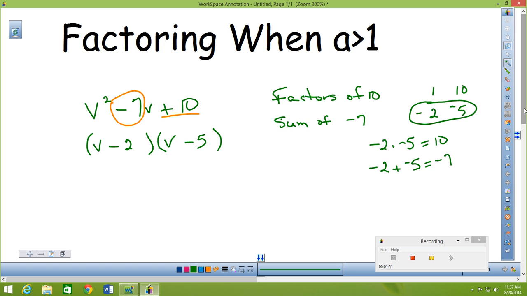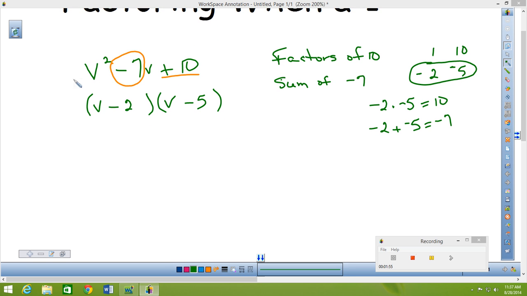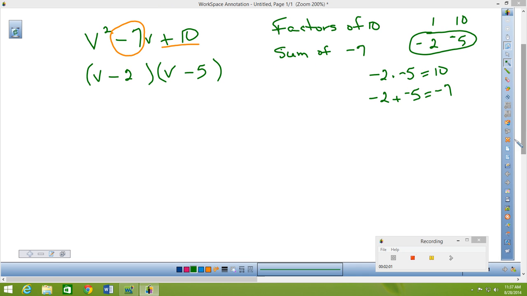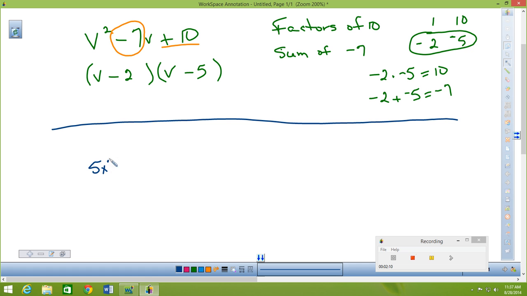Starting today, though, we're going to deal with problems that have a lead coefficient, a number right here in front of the squared term. So let's do 5x squared minus 18x plus 9. This is called the Berry method. Contrary to what he told you last year, Mr. Berry did not come up with this method.